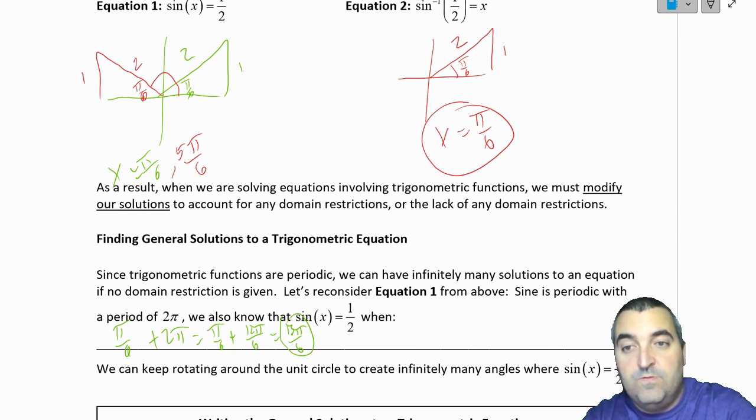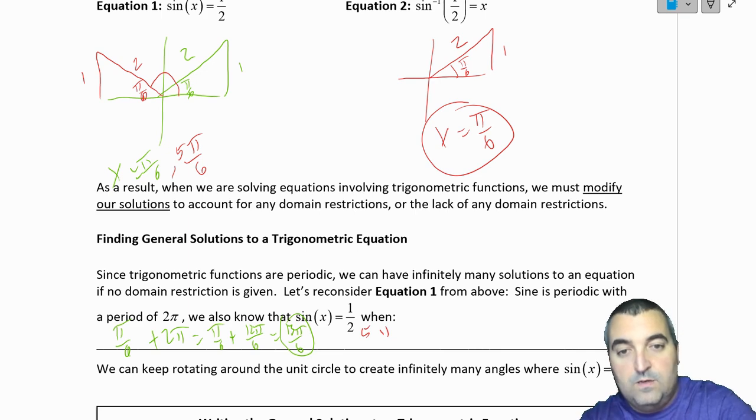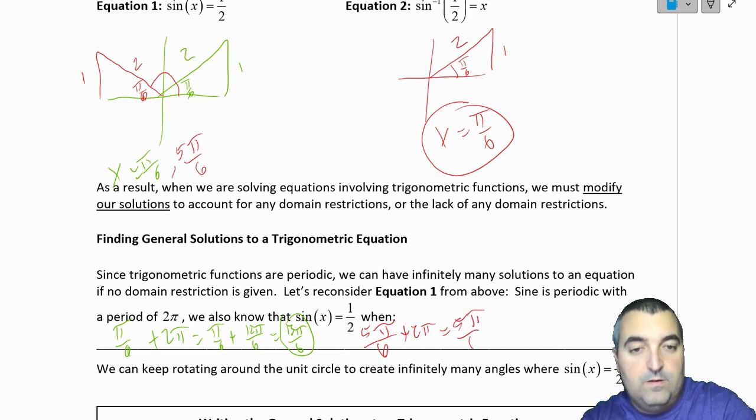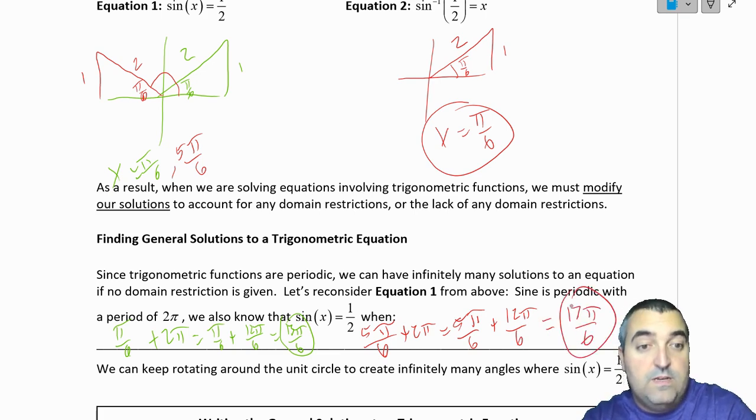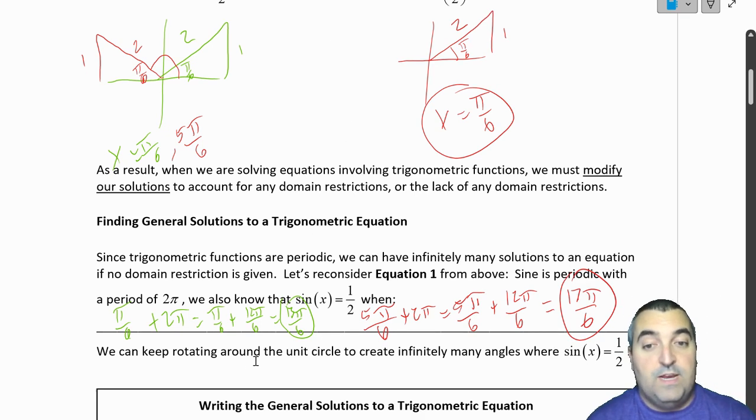And that would also be true for the 5 pi over 6, right? If I do 5 pi over 6 plus 2 pi, and again, same common denominator, so 12 pi over 6 is the same as 2 pi, and you get 17 pi over 6. There's another answer. So what this is telling us is we can just keep rotating around the unit circle to create an infinite amount of angles that when we do the sine of it, it'll give us 1/2.